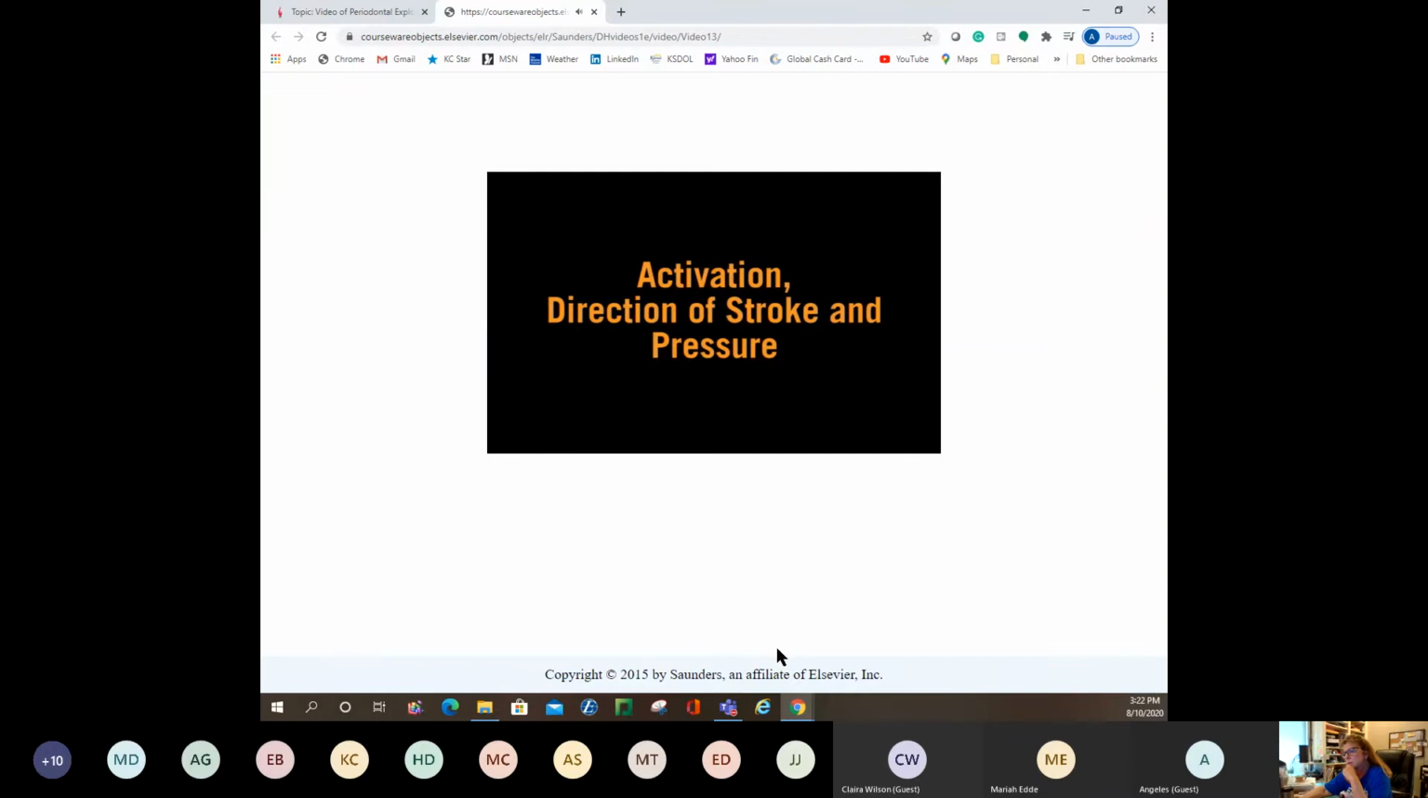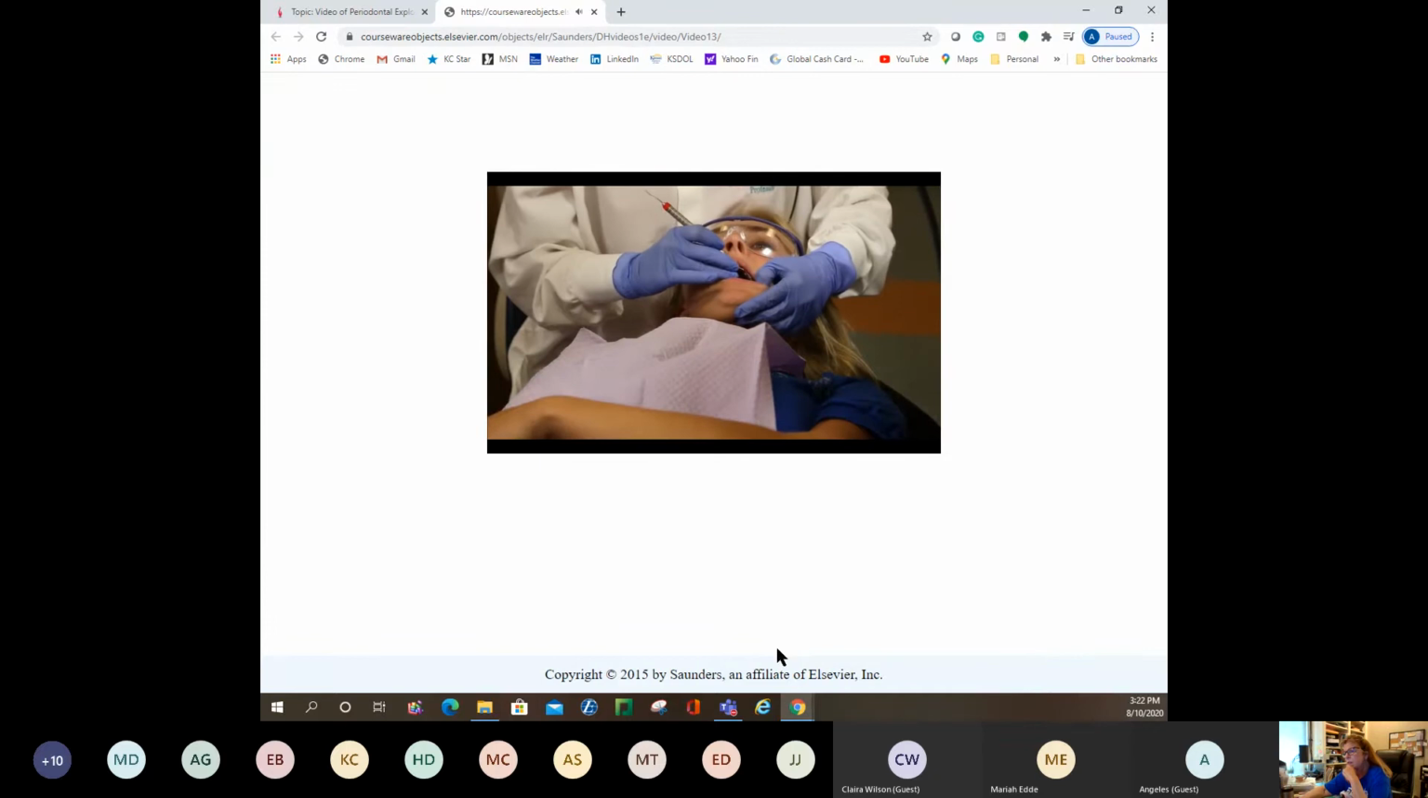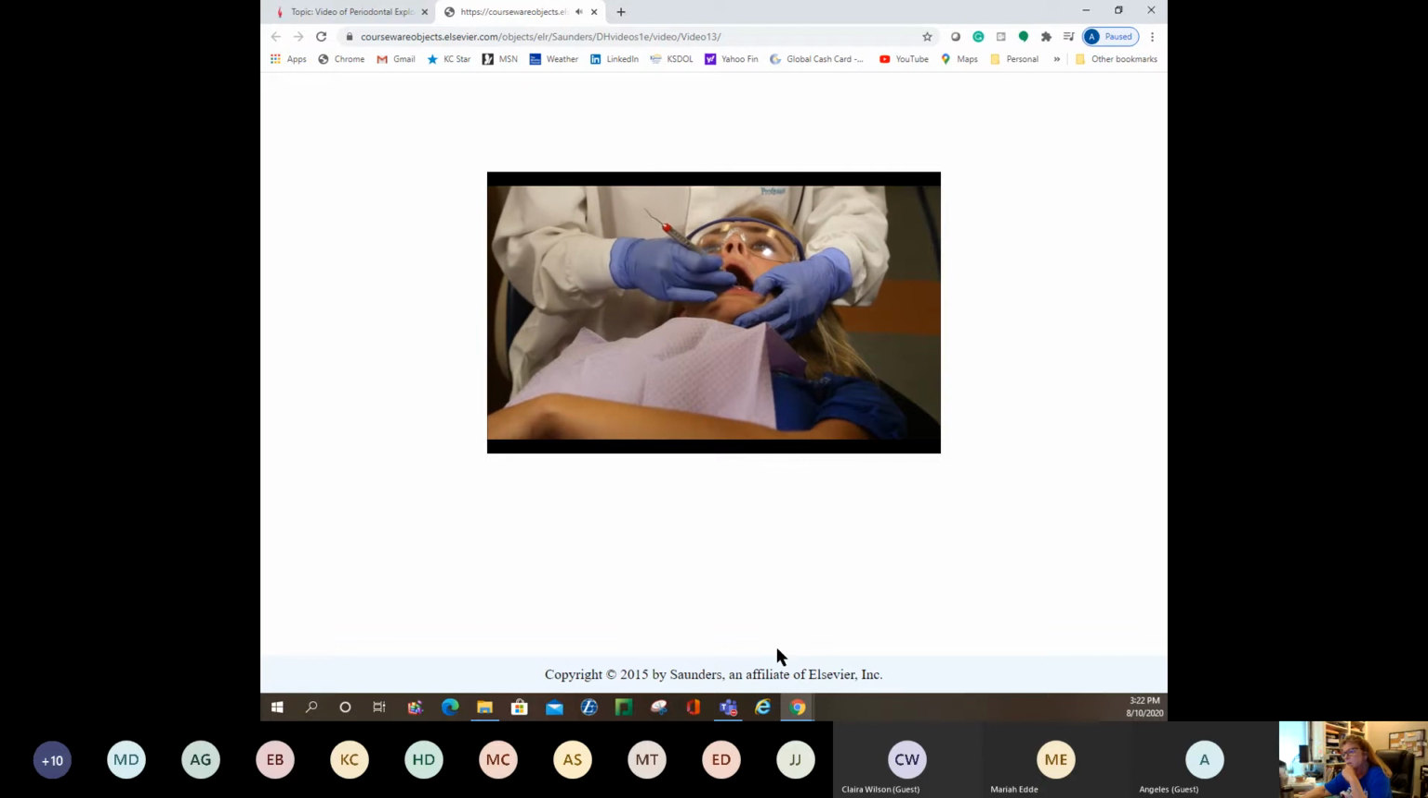Activation, direction of stroke, and pressure. Begin activation with a vertical insertion stroke. Stroke activation is both a push and a pull stroke. Push, or downward action, helps identify roughness that may be detectable only from the upper edge of a calculus deposit.